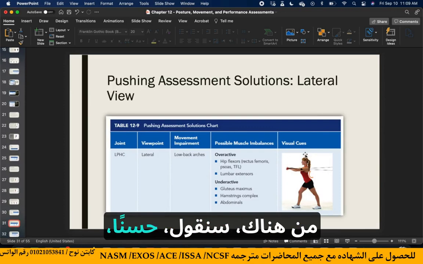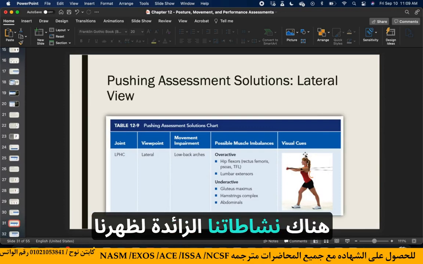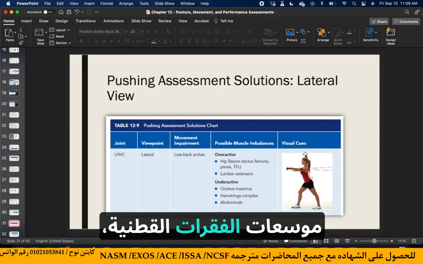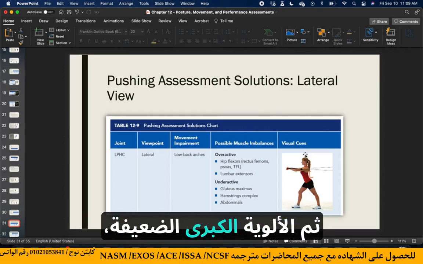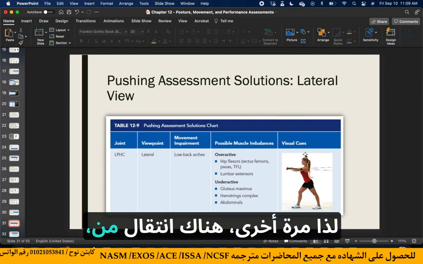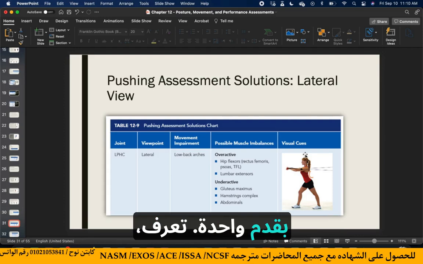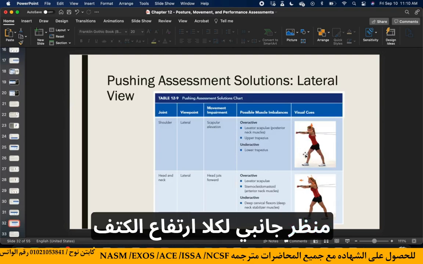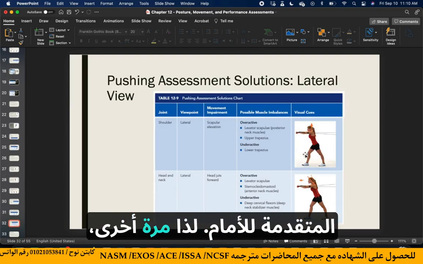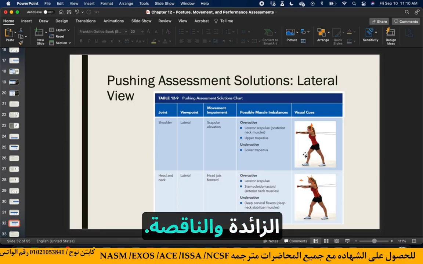From there, we would say, what can we do? There's our overactives for our low back arch: hip flexors, lumbar extensors. Then the underactives: glute maximus, hamstrings, and the abs. So again, this carries over from the overhead and the single leg squat. There is your lateral view for both the elevation of the scapula and the head jutting forward positioning. Pay attention to those overactives and underactives. Know them, because you may see them come up on your test.